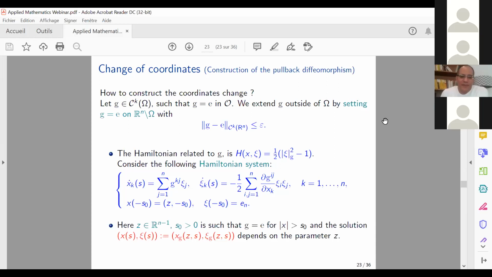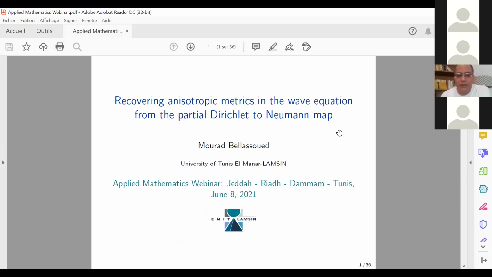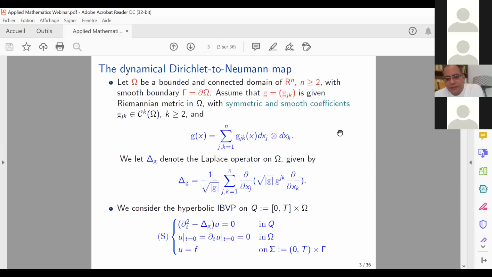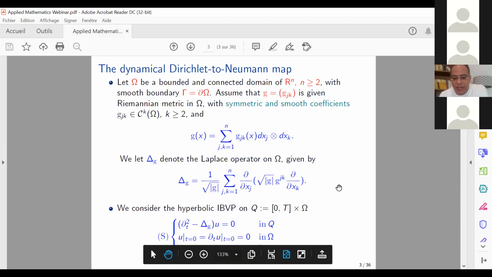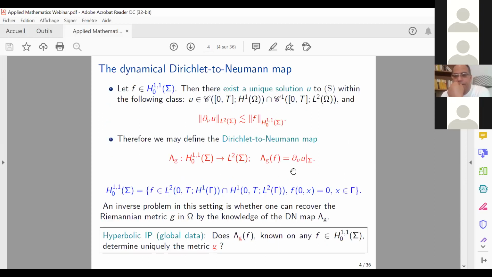Okay. So, excuse me, I was a little bit late, but since I didn't see the first slide, Mourad, can you please show us the equation? The system, yes. Okay, so you have a wave equation, you have Dirichlet data on some part of the boundary. It can be the whole boundary. Sigma is the whole boundary. And you say that you know the map F gives normal derivatives of the solution.